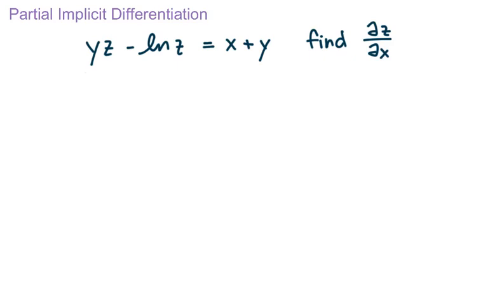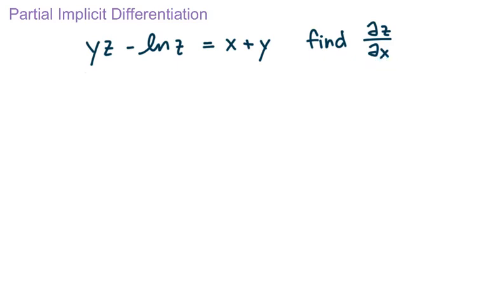I want you to keep in mind, again, most of the times we call these functions z as a function in terms of x and y. So when I differentiate this function, I'm going to treat y as a constant. And when I take the derivative of z with respect to x, I'm going to write dz dx behind it. So z is a function of two independent variables, x and y, and we're going to differentiate both sides with respect to x.